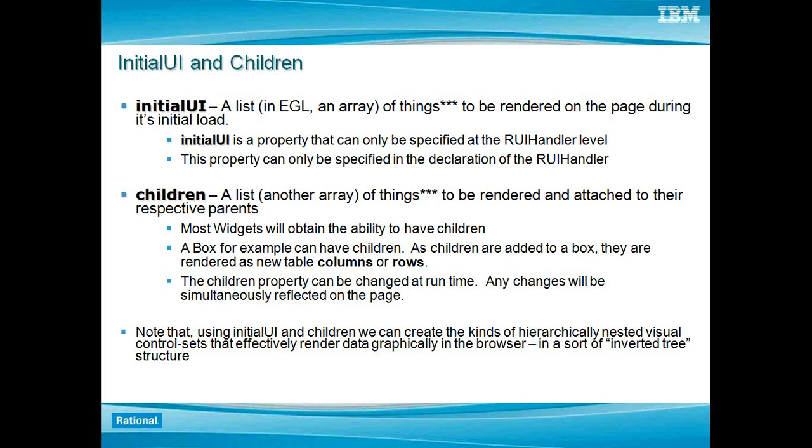In the same way we have a children property. All of these containers have initial UI and children properties. In the initial UI, we give the container name or an array of widgets, specifying that this container is going to hold this widget as the initial UI, and it has so and so children, meaning widgets inside of it.